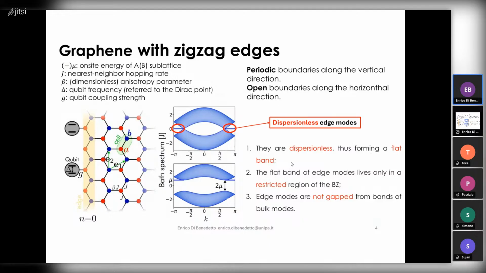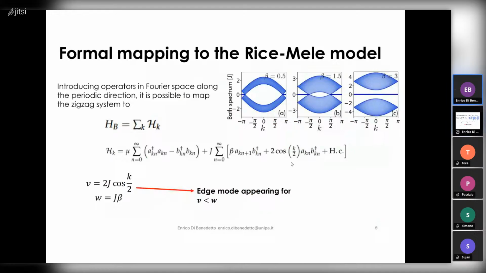And the reason why they are shifted exactly to the energy of the A sublattice is that you can prove that these edge modes are only populating the sites of the A sublattice. So they have exactly 0 on each site of the B sublattice. Now, how can you derive this spectrum? I think it's interesting because it also highlights the connection with topology here.